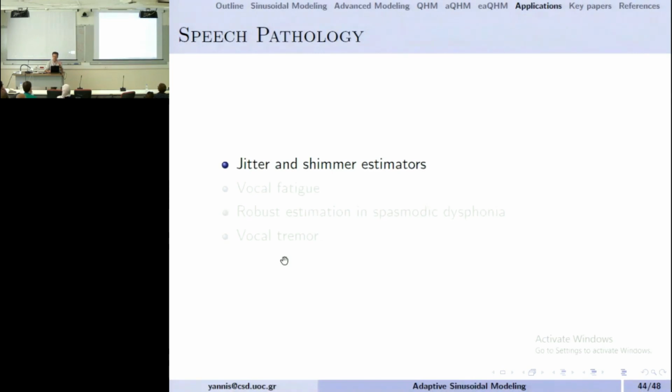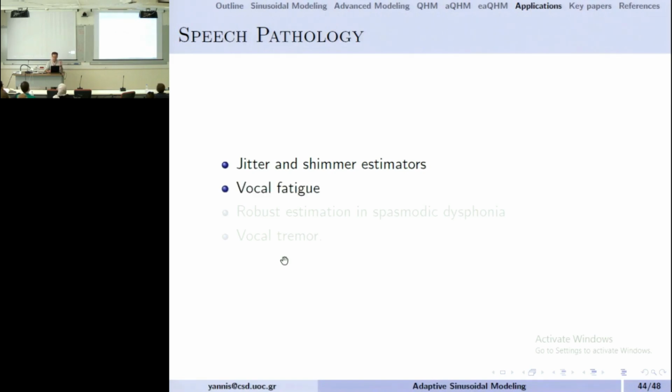Such a powerful model, you can use it in many ways, and a very important application is that of speech pathology. That means from the speech sounds to detect what are the problems of people. And we found very good estimators for jitter and shimmer. Jitter are abnormal variations on the pitch, while shimmer are abnormal variations on the amplitude.